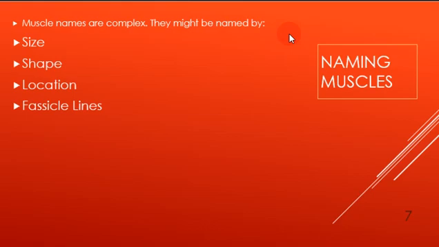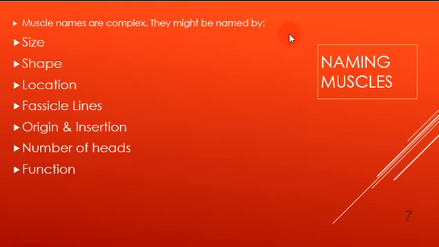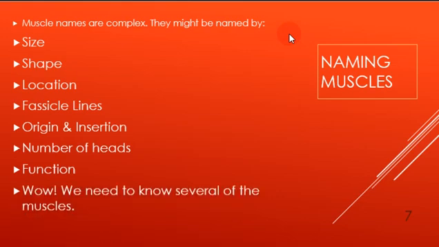The fascicle lines, the way the lines are running. We have some called the obliques, and it has to do with the way that the lines are running, not parallel. They're running at an angle. Origin and insertion, sometimes based on where the origin and insertion of those are. Remember, those are how they enter into the bone. The number of heads, biceps, triceps. The function, let me think of one of those for function. Orbicularis oculi, that's one of them. We'll get to that.